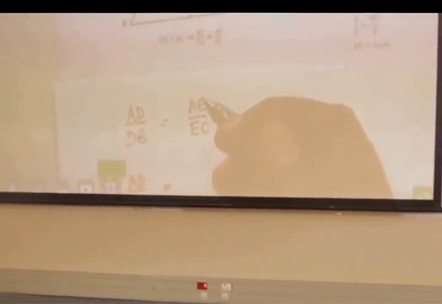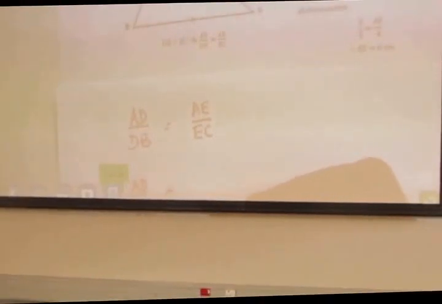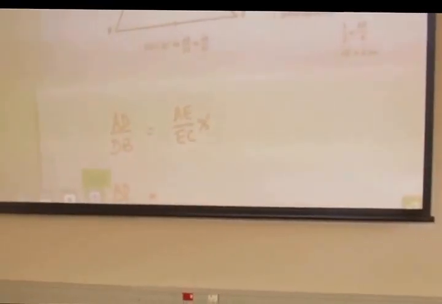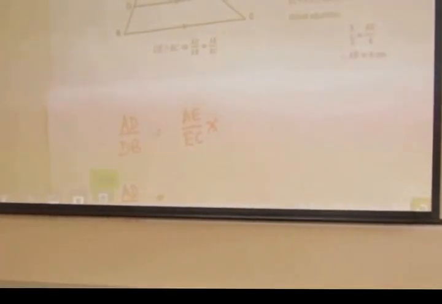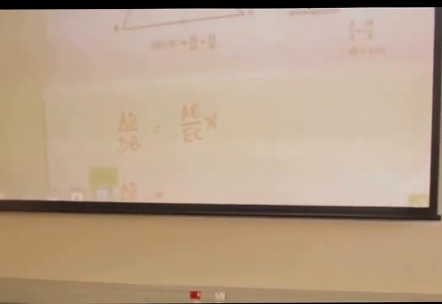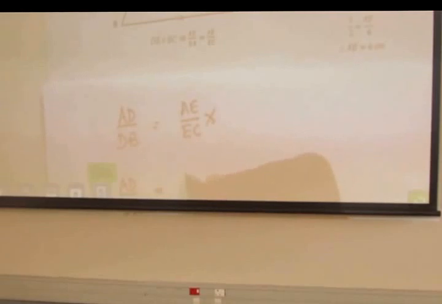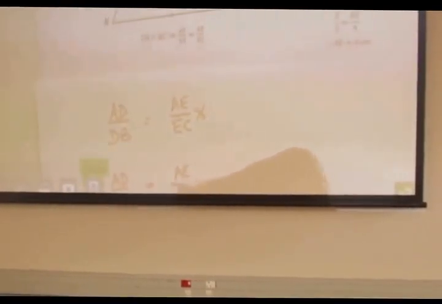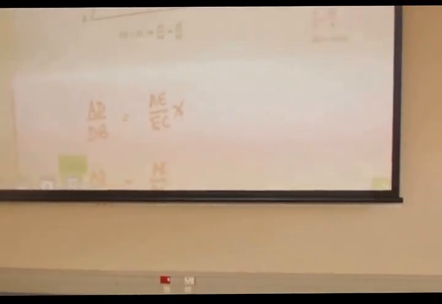It's not AB because it's the side of a triangle. The question is, what are they going to write on this side? If they write that, they would obviously be wrong, wouldn't they? So what should they write? They should rather write AE over AC, and then they would be perfectly right.